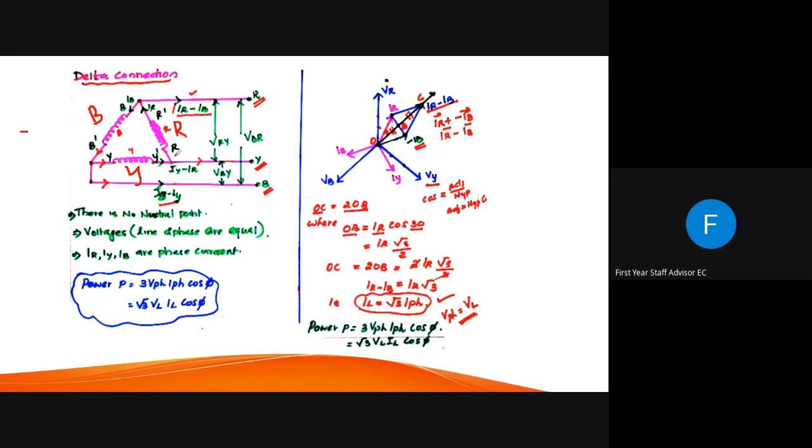So what we can conclude is that the phase voltage and line voltage are equal. Because there is no neutral point, we can't define phase voltage in a delta connection. So we are assuming that VL is equal to V phase; line voltage and phase voltage are equal in a delta connection because there is no neutral connection.